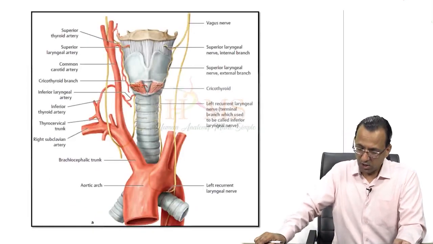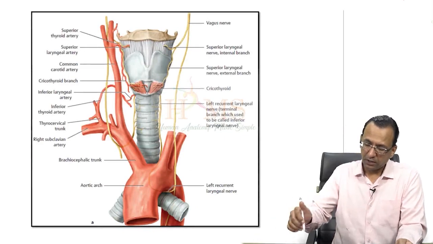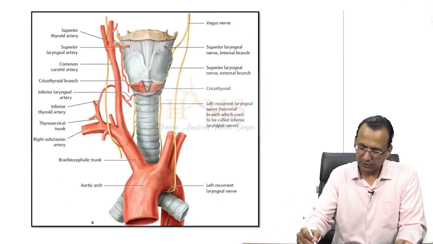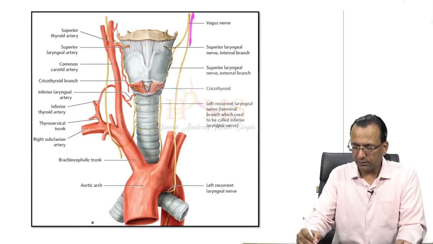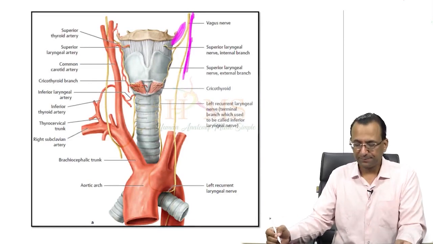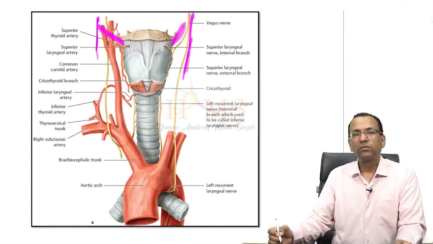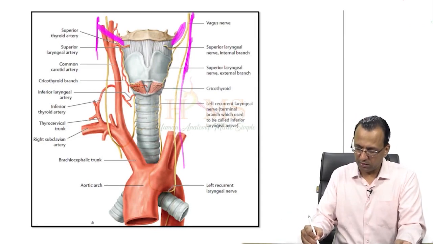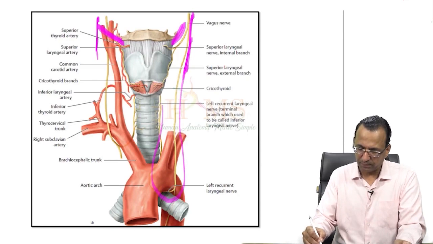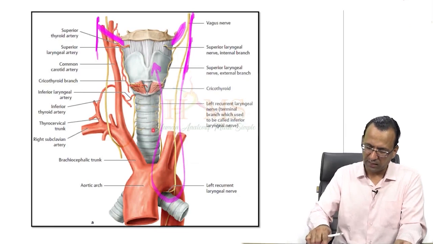Be careful. This is one diagram which is telling you some other story. What is the other story? Remember, the vagus nerve is giving the superior laryngeal nerve and recurrent laryngeal nerve on both sides. Now, when the vagus nerve is giving the superior laryngeal nerve and recurrent laryngeal nerve on both sides, the left recurrent laryngeal nerve is longer and coming back to supply the larynx.